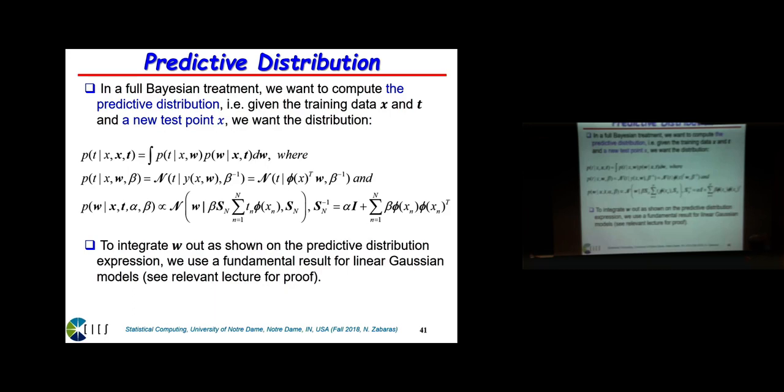But you appreciate the fact that S_N involves what I call the design matrix. You remember I referred to it, when you put all the data together, each data point in a row. In our case, each data point involves these functions phi, okay? So this is a matrix, and this is actually what's called the design matrix, okay? So the posterior is a Gaussian, okay?